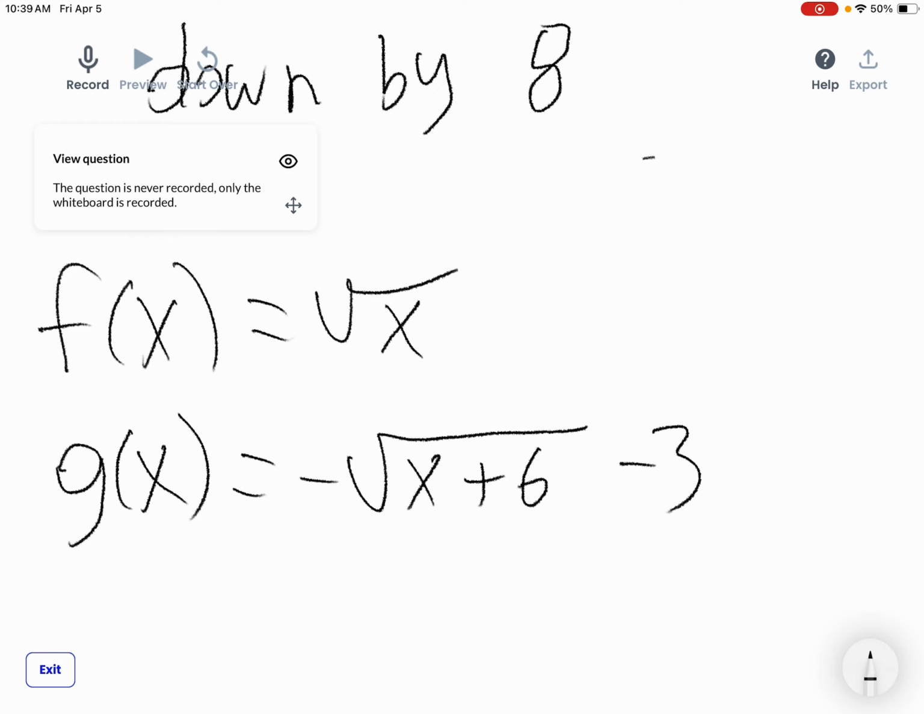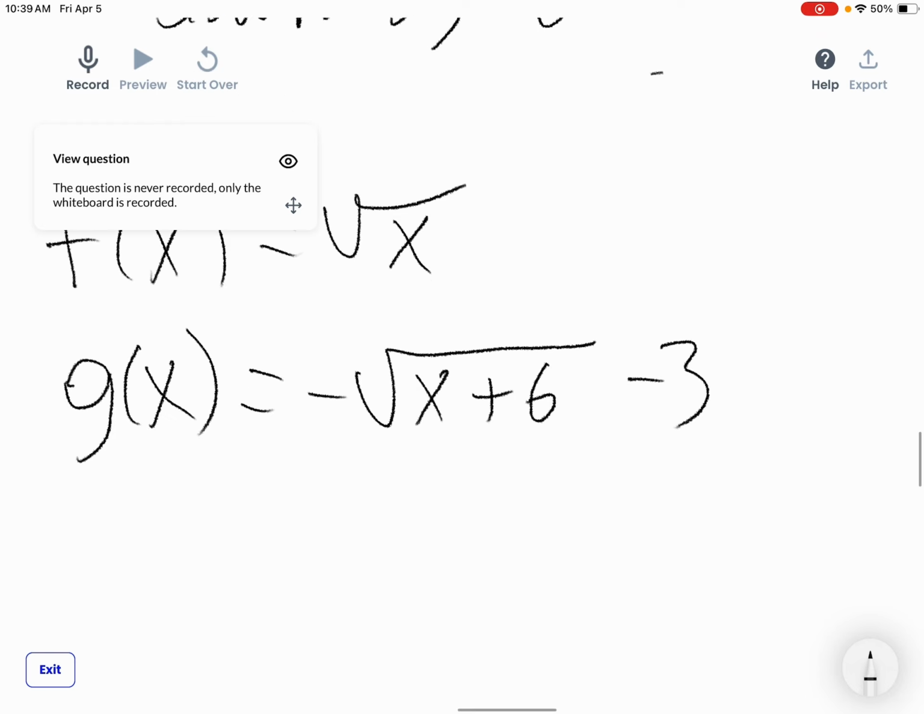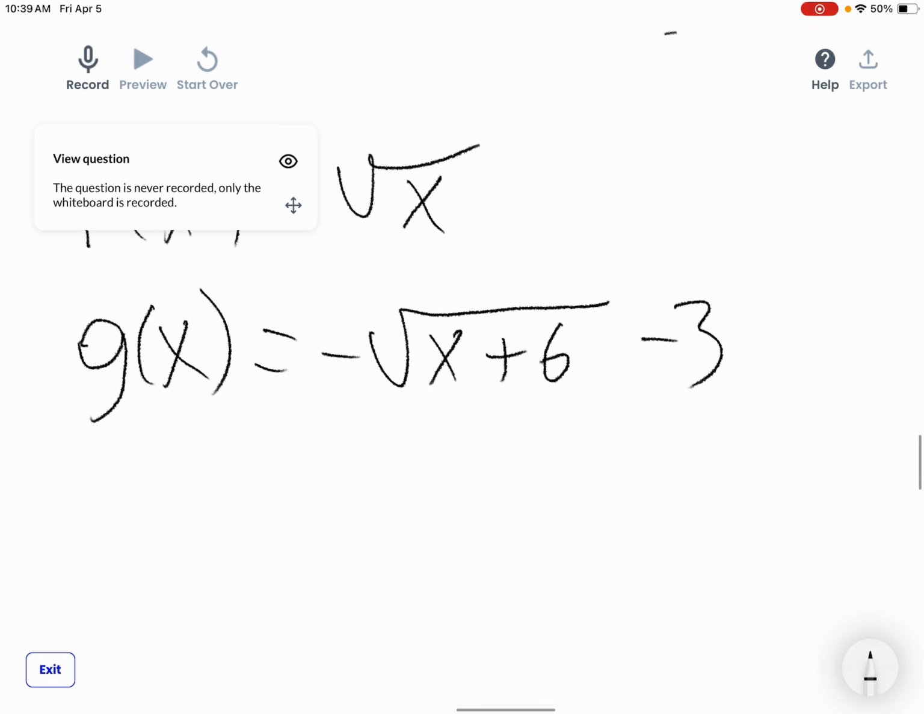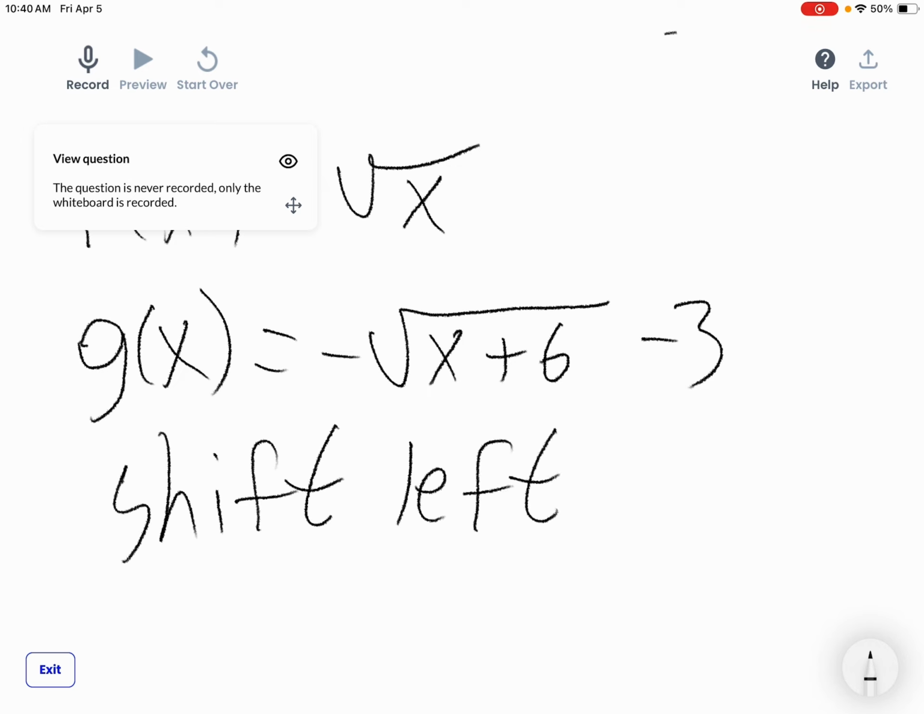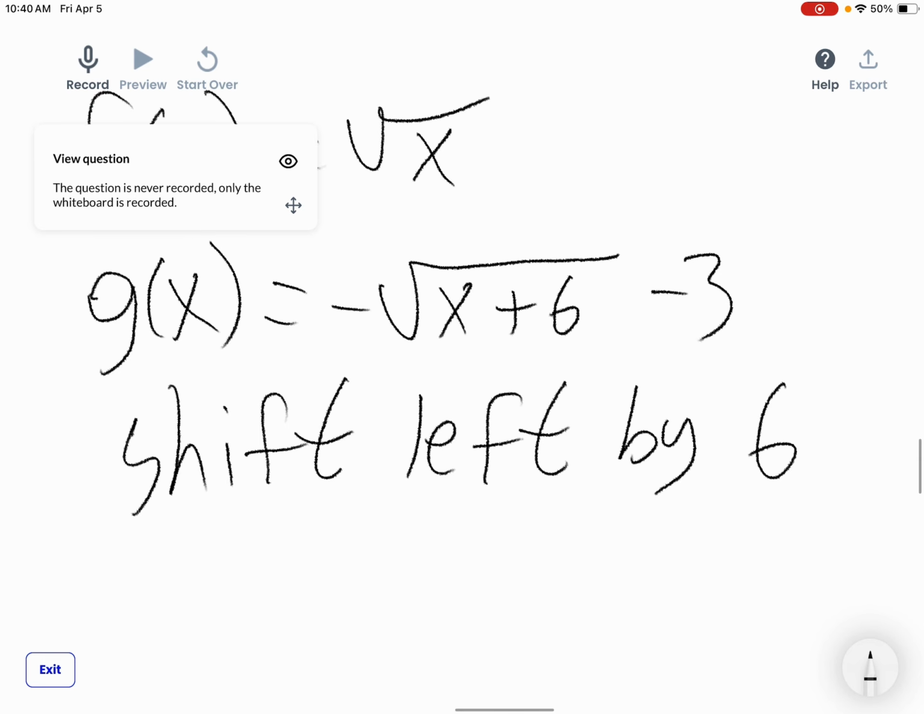Well, look at the plus 6 is under the square root. So that's like inside of the function, and then the negative is outside, and the -3 is outside. So what transformations happen here? Well, since that plus 6 is inside the square root, it's going to be, again, a left or right shift, opposite direction. So that's going to shift us to the left by 6 units, and then we have the negative, again, outside of the function. That's, again, going to be a reflection over the x-axis.